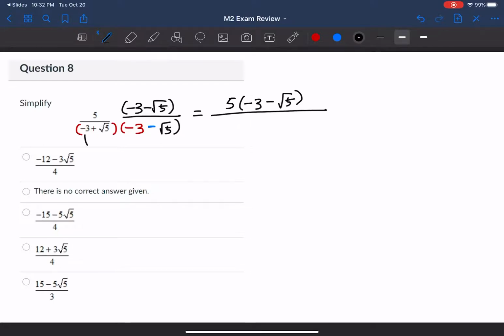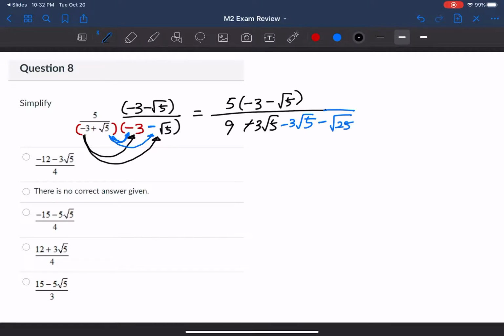All over, and what do you have to do? You have to FOIL. Negative 3 times negative 3 is 9. Next one is positive 3 square root of 5. Inner one, minus 3 root 5. And the last one is minus square root of 25.